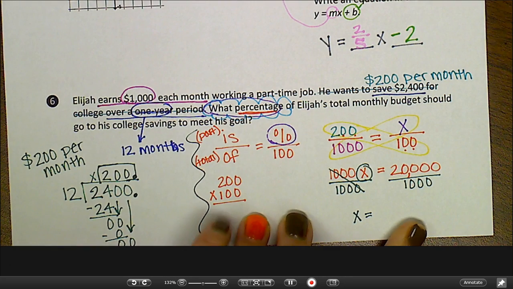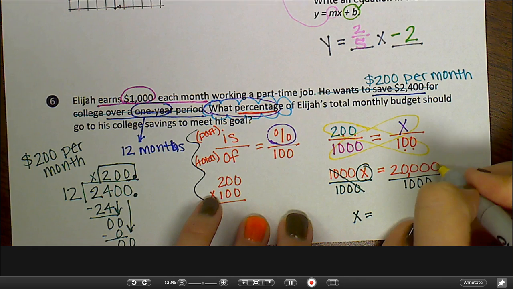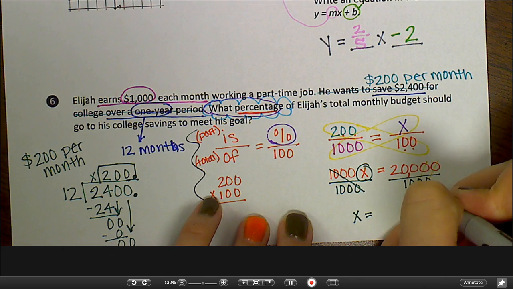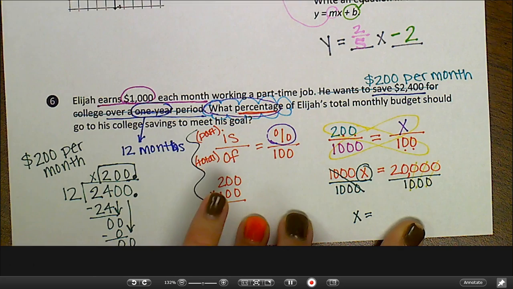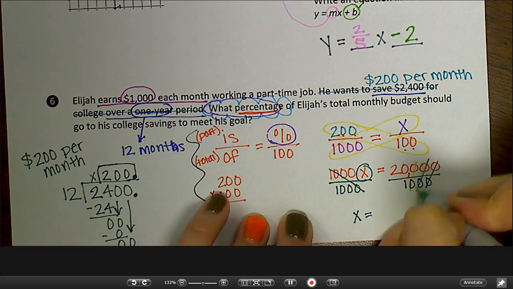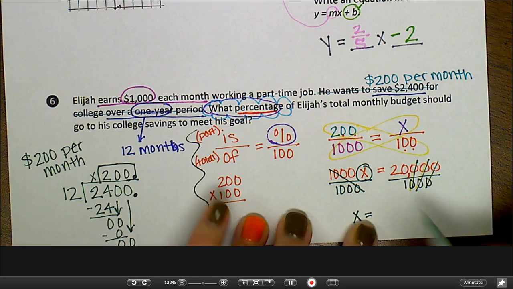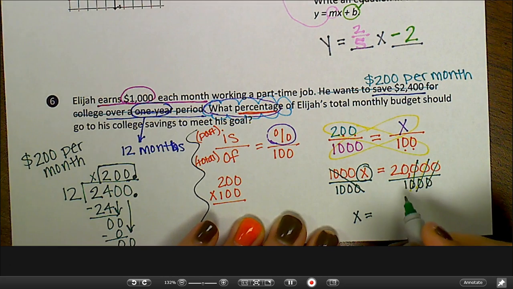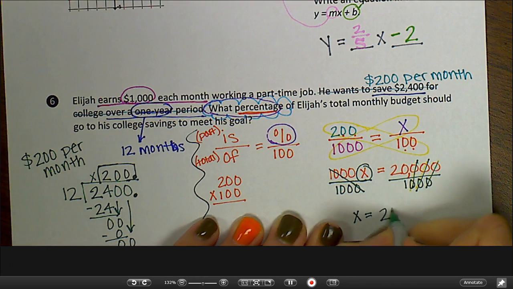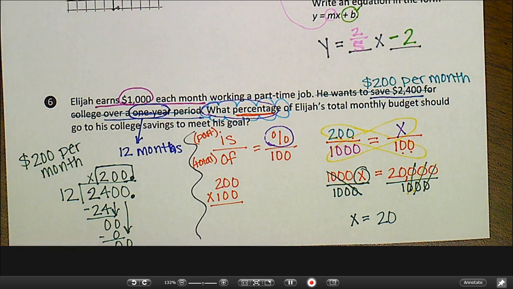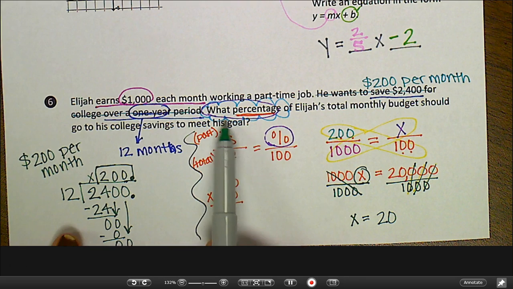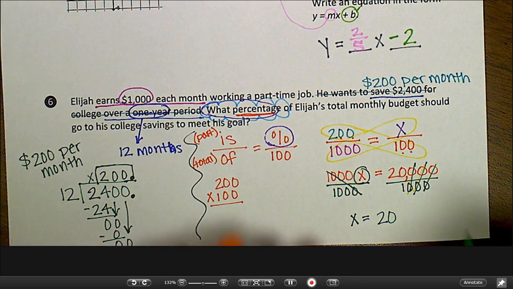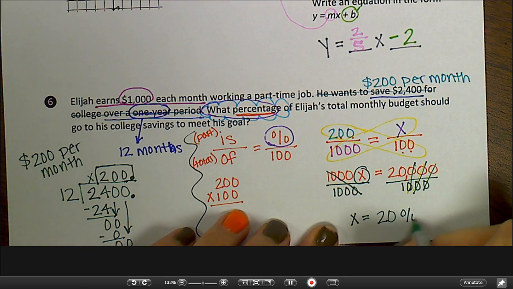Over here, there's some stuff I can cancel out. I can cancel out these zeros, and these zeros, and these zeros. So if you make that a little darker, those, and those. Now I'm left with 20 over 1. Well, 20 divided by 1 is 20, but I'm not finished. I need a label on my answer. The question said what percentage, so my answer is 20%.